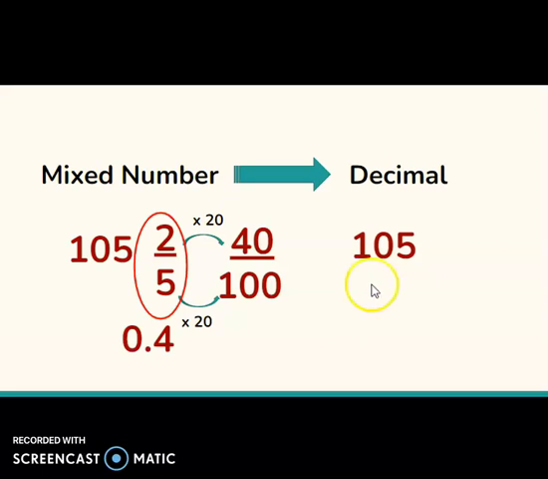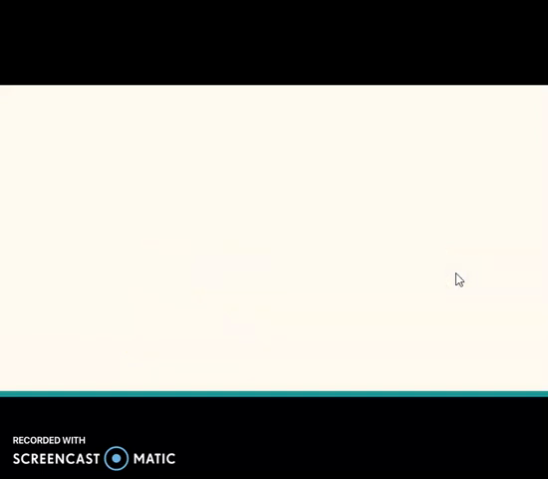So now let's complete our decimal number. We already had 105 as whole, so we just add 0.4 to our decimal number. So 105.4 is going to be our answer as decimal. Let's solve another division problem.